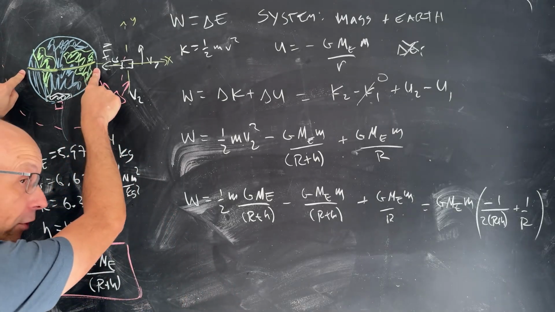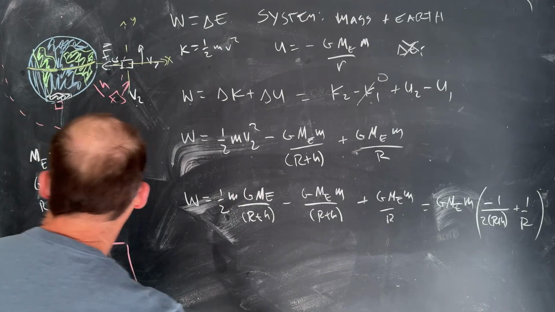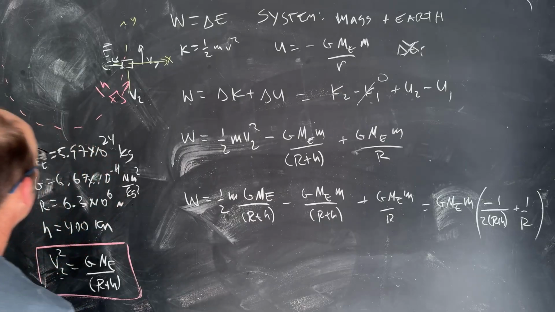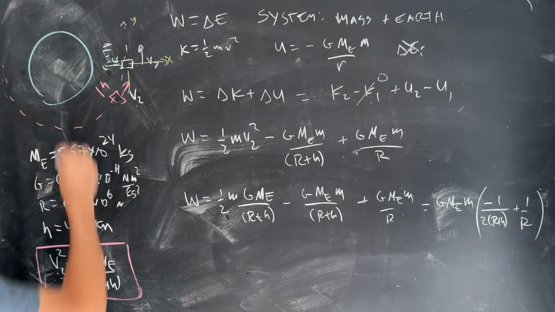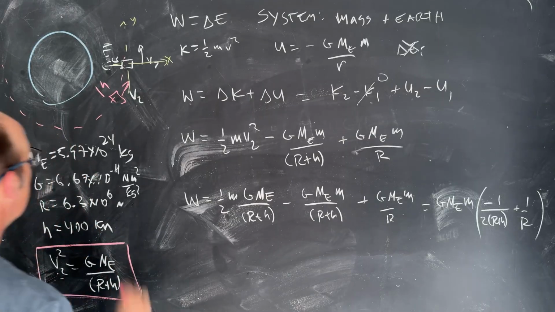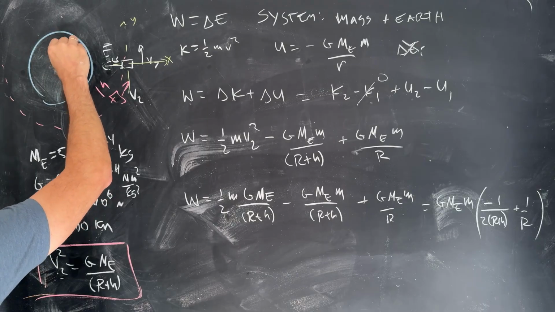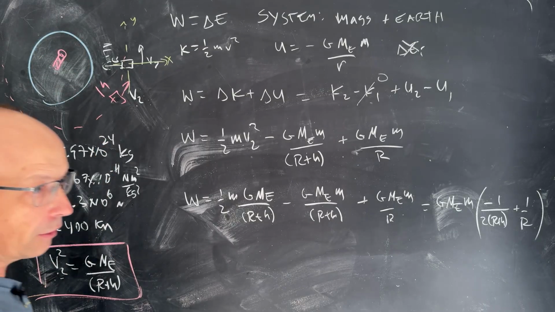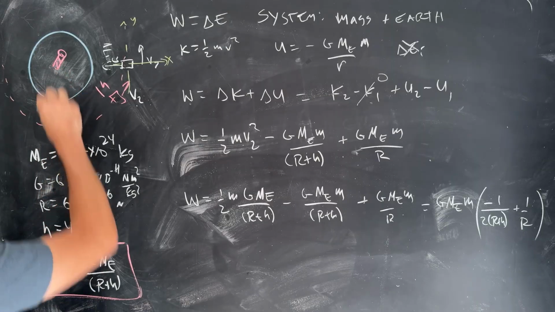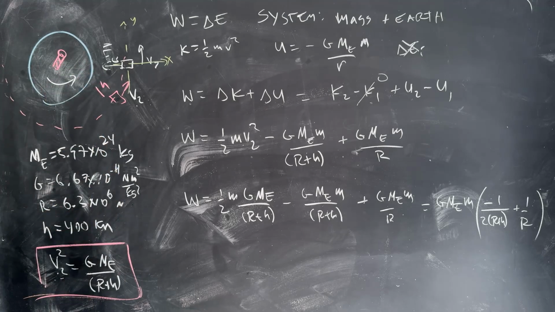Now, I have to use an advantage, right? Because if I want to launch from the equator, I'm going to redraw my picture. So let's look at it from, let's say, the North Pole. So here's my Earth, and here's the North Pole. Let's say that the Earth is rotating this way. I always get this backwards, but it doesn't really matter.